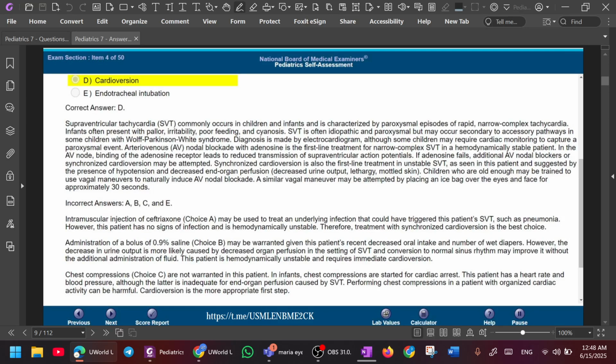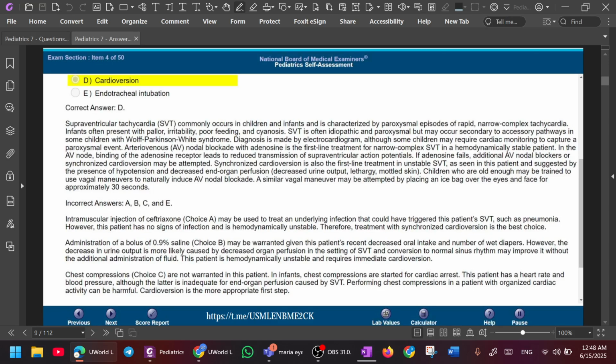Cardioversion. Supraventricular tachycardia, SVT, commonly occurs in... So you knew it was SVT because there's no P wave and the pulse is high. Yes. If the rate is 150 to 250, or more than 250, it should be SVT. More than 150 or more than 250? More than 150. 150 to 250, this is the range. More than 150 is SVT. You can easily predict.